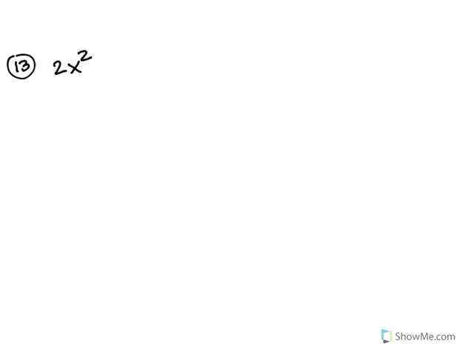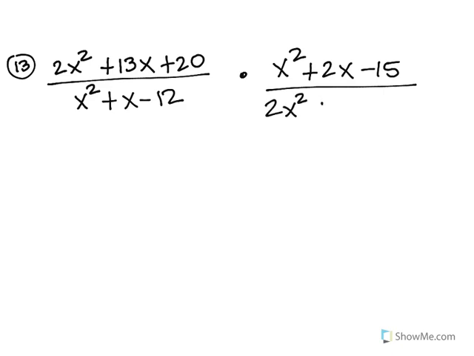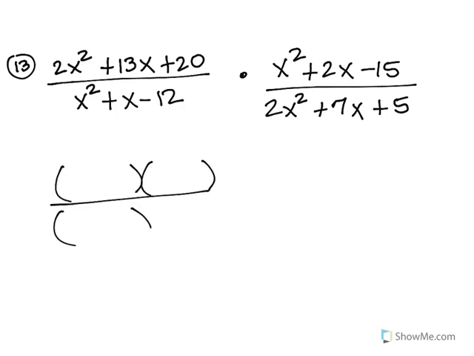Number 13, 2x squared plus 13x plus 20 over x squared plus x minus 12 times x squared plus 2x minus 15 over 2x squared plus 7x plus 5. Now, this is all just trinomials on each top and bottom. So we're going to just go ahead and set up my parentheses.